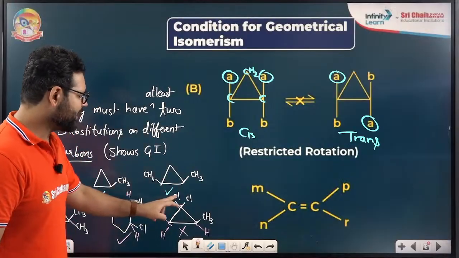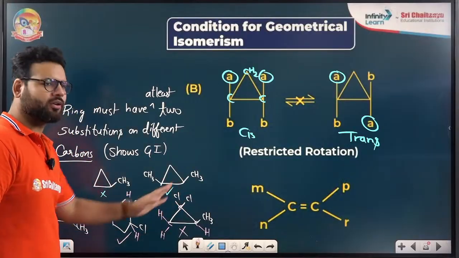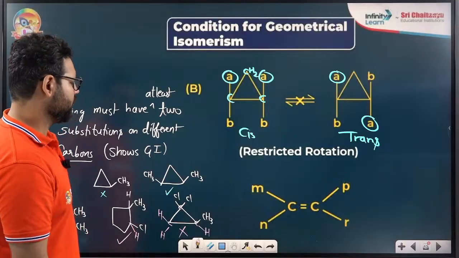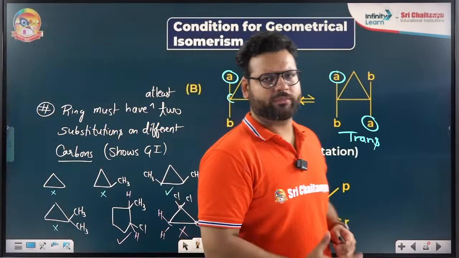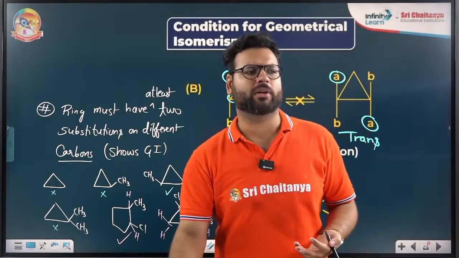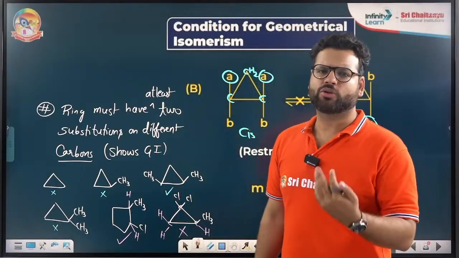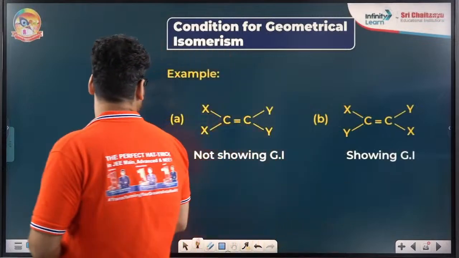Okay. This carbon has both chlorine. This carbon has both hydrogen. Not applicable. Not applicable. Like this, we will check. As the class proceeds, I'll show you different examples as well.